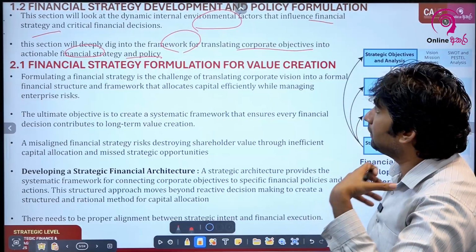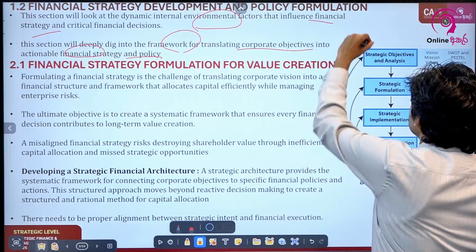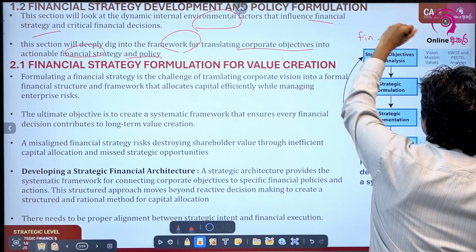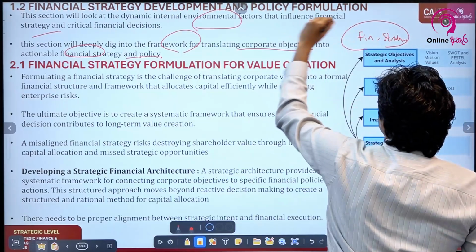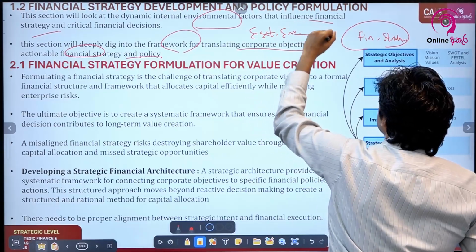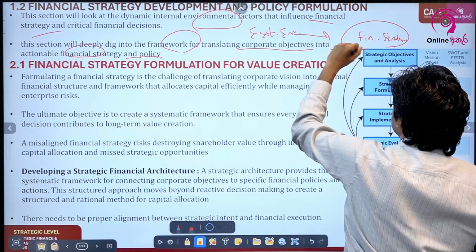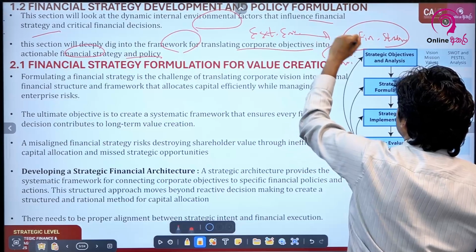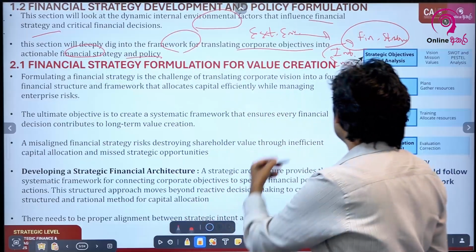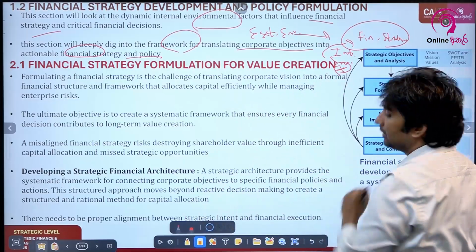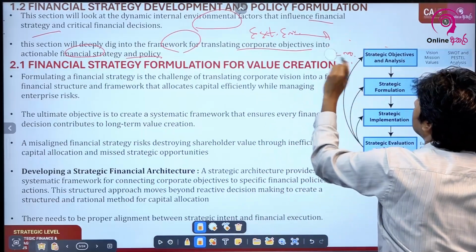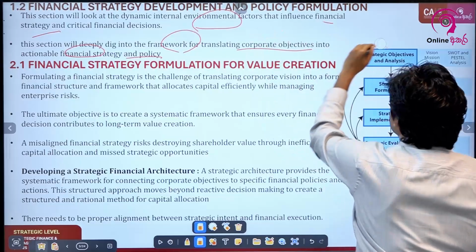So when we develop financial strategy, your external environment can impact you, and also the immediate internal environment can impact you. So here what we are going to discuss would be internal environmental factors that are directly impacting the financial strategy of an organization.